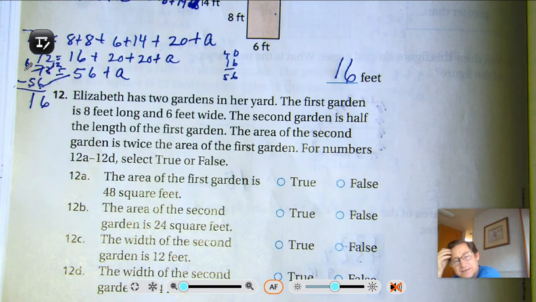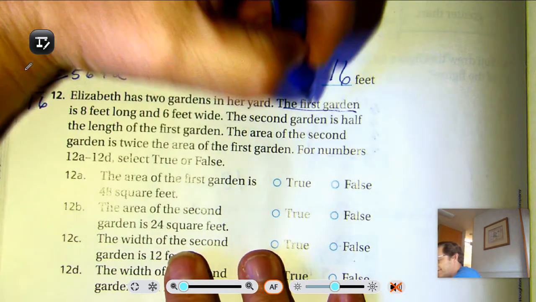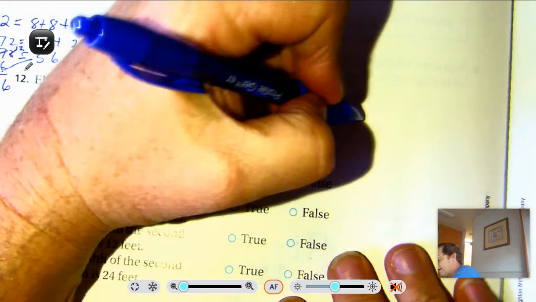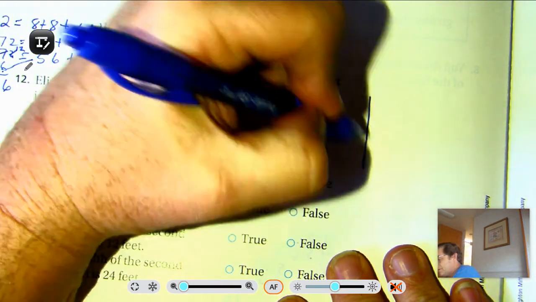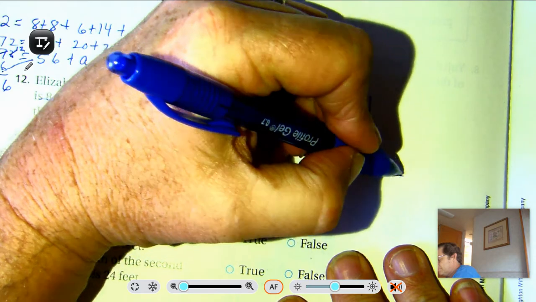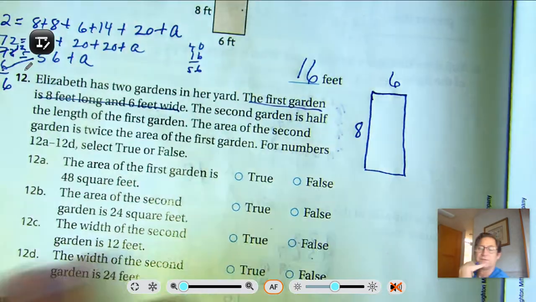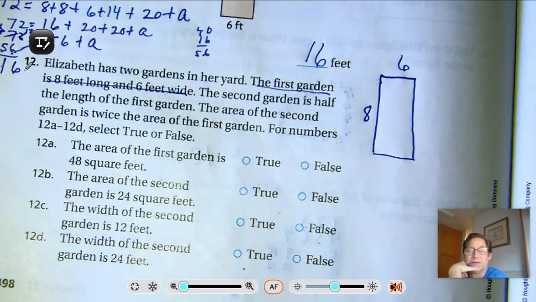Okay, so this one, it can be confusing because there's a lot of information there. So let's just start slowly. We know that she has 2 gardens. And she said the first garden is 8 feet long, 6 feet wide. So I can do something like that, 8 by 6. That's what they're telling me.